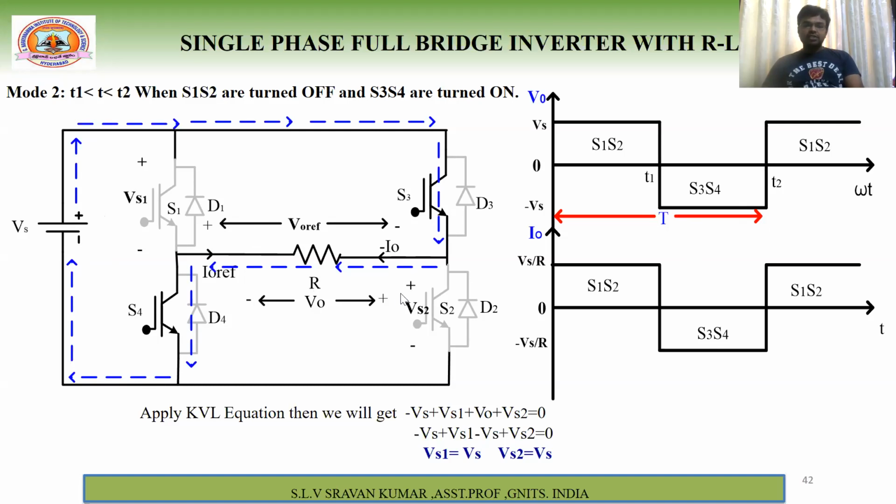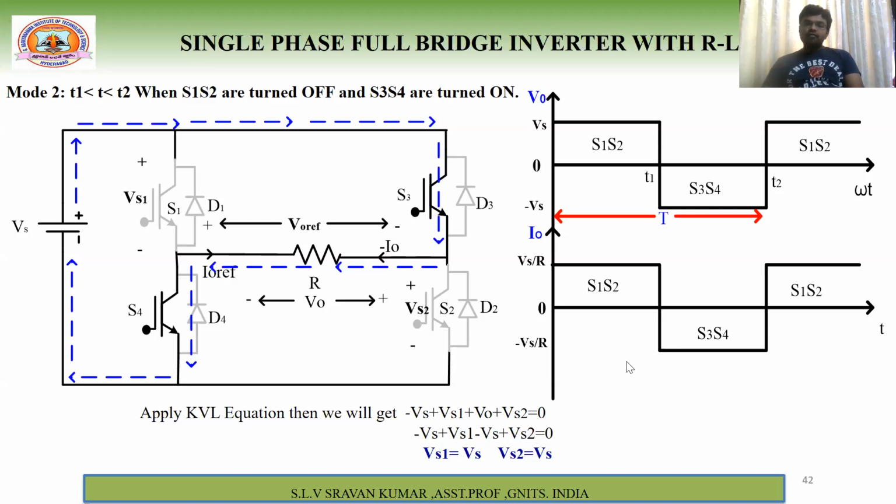Next, what about the current direction? See, this current direction, the blue color dotted line, is exactly opposite to your reference current direction. Therefore, what is the current? Minus I naught. So that's why you are having negative, right? So this is the case.